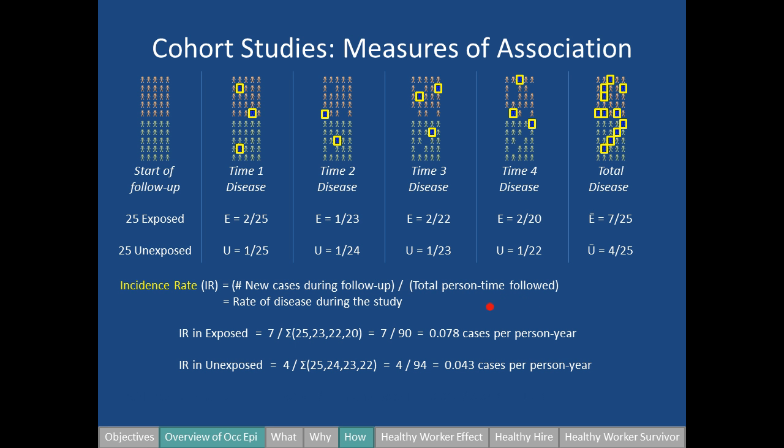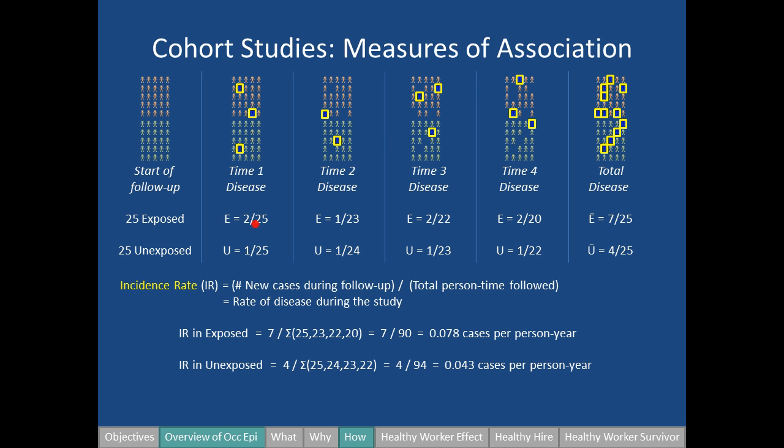Now, you may be asking, well, what's person time? Person time is just a unit. We're going to use person years because we follow them for 1, 2, 3, 4 years. A person year is following one person for 1 year. It's analogous to pack years, if that's something you're familiar with. So if you had 100 person years, you could have followed 10 people for 10 years, 20 people for 5 years, 25 people for 4 years, right? It's going to multiply out to 100 person years.